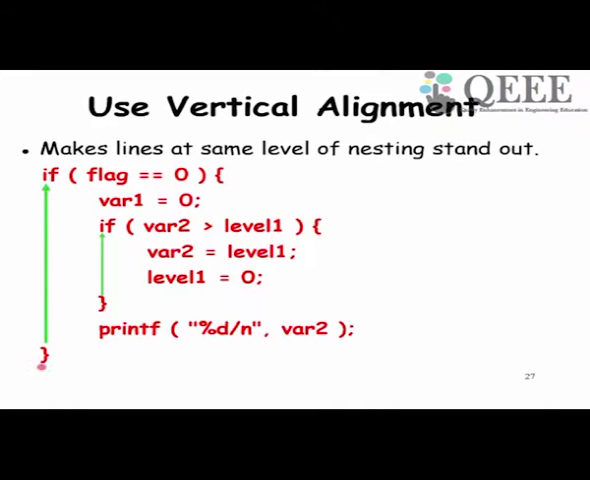So vertical alignment of the block markers is important. So this is the block marker. If it starts here and here, it becomes easy to find all the statements that are inside this block. Similarly, inside this if block, we know that these two are there, and so on. So vertical alignment of the same level of nesting makes it easy to determine which statement belongs to which block.